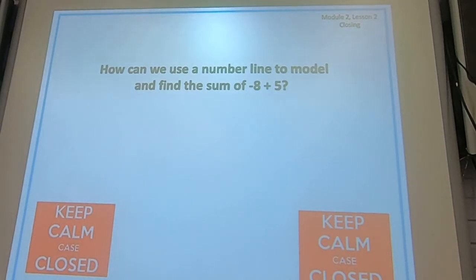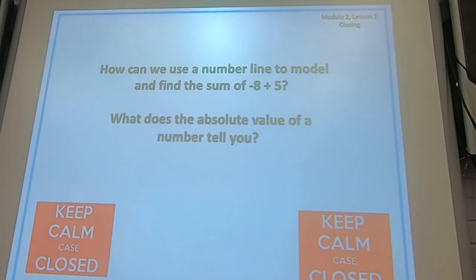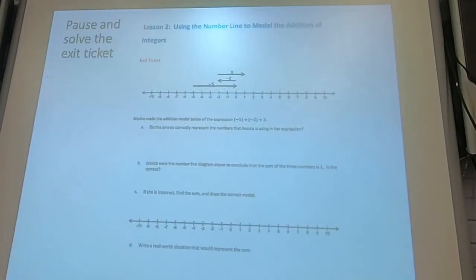All right, how can you use a number line to model and find the sum of negative 8 and 5? You draw a vector that goes from 0 to the left to negative 8, and then you would count to the right 5 places and see where you would end up. What does the absolute value tell you? It tells you how long to make your line. It tells you the magnitude of that line. All right, go to your exit ticket. Go ahead and hit pause on your video and work the exit ticket, and then come back and we'll work it together.